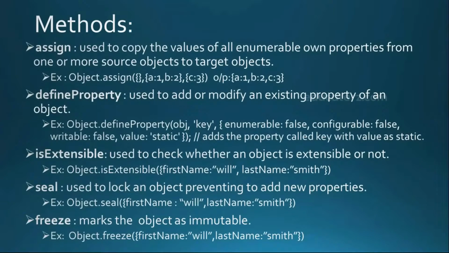The seal method is used to lock an object, preventing new properties from being added. The seal method is used when you don't want to extend an object by adding properties. In this example, you can check that I use the Object.seal method over an object containing two properties, first name and last name. So when I try to add full name or some other property like age or date of birth to this object, it will throw an error.